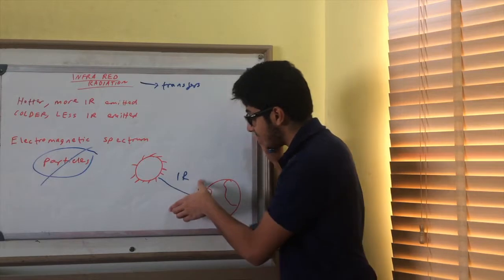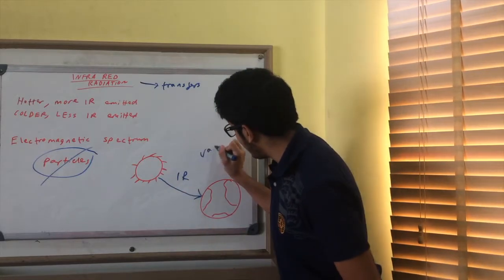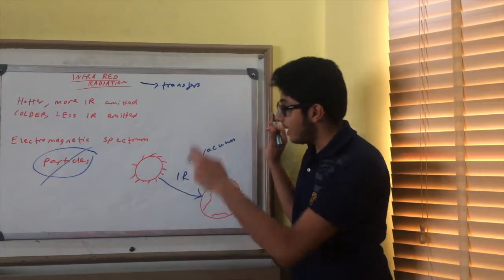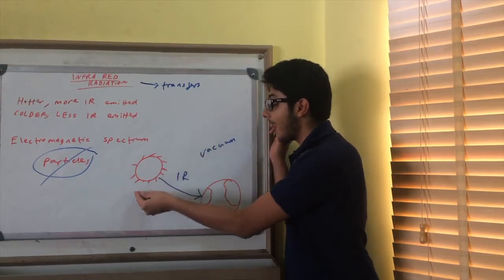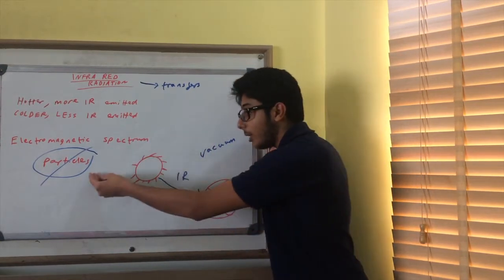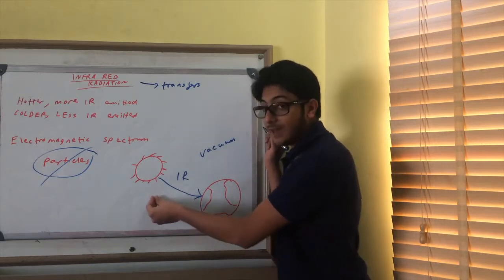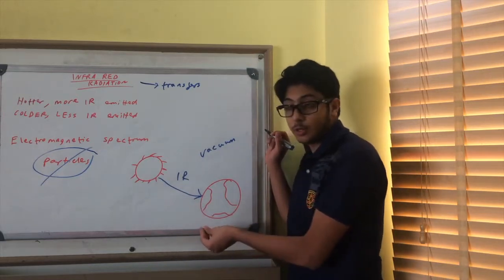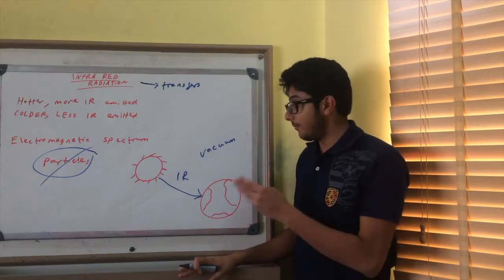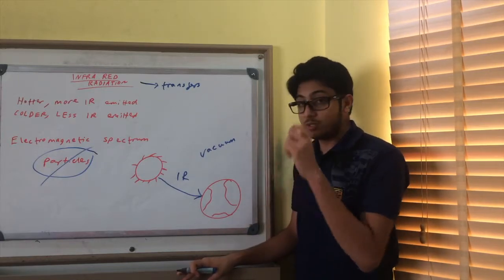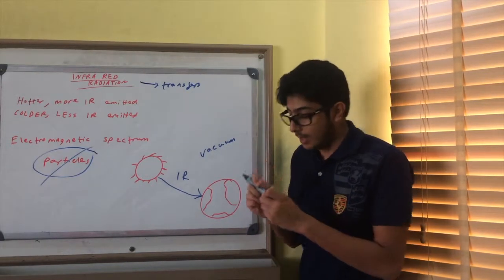And because space is a vacuum with no particles, infrared radiation can pass through it because it does not require particles to transfer energy. Conduction will not work, convection will not work, evaporation will not work because they require particles. Infrared radiation is transfer of heat, but does not require any particles.